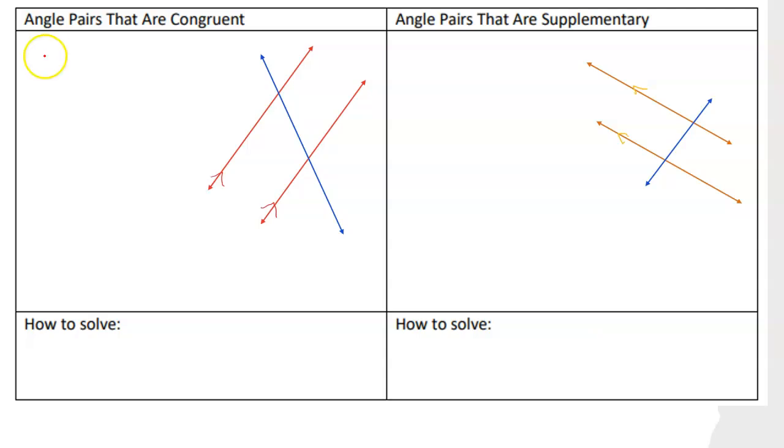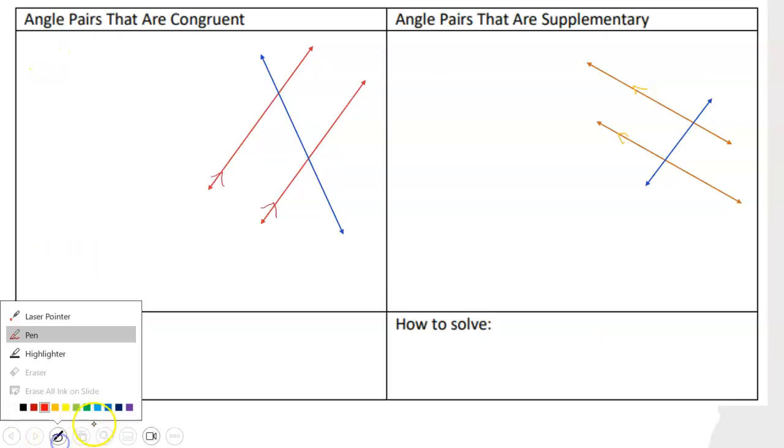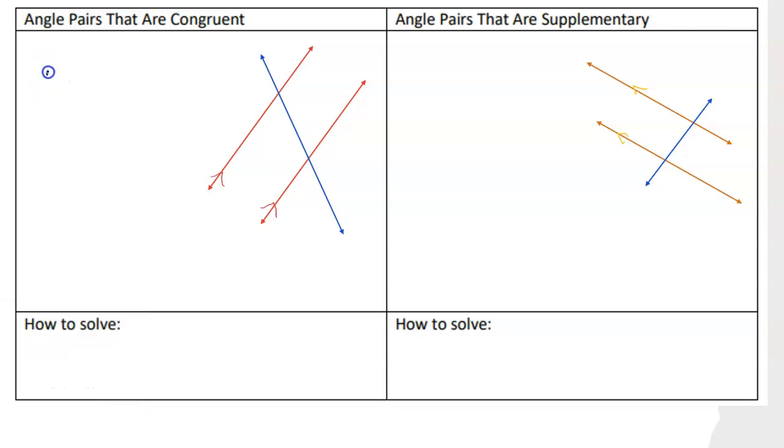The ones that are congruent are going to be corresponding. Those are the ones that are in the same position on the angle pair and the angle cluster. So like this one is in the upper left, and so is that one. So corresponding angles are congruent.